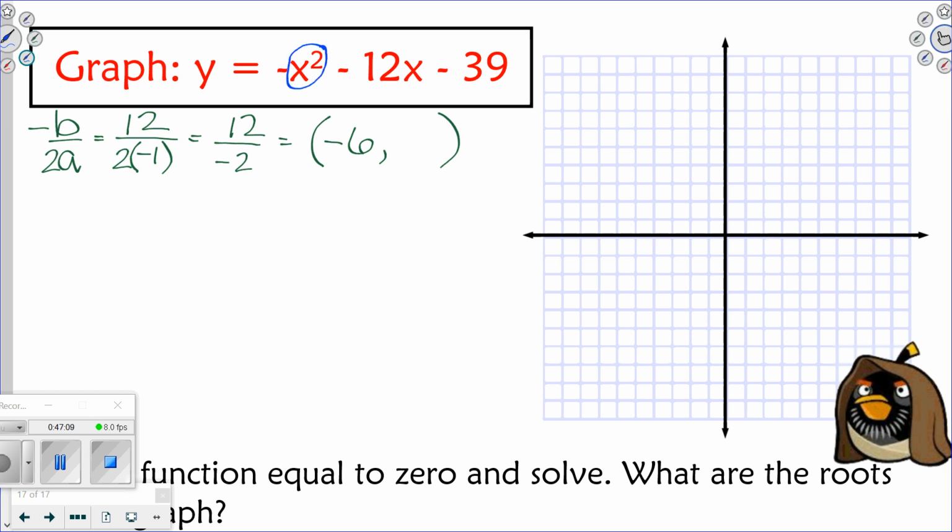Now here's one of those times where we have to be very careful when we're plugging stuff in. Right, that negative x squared, that negative is already sitting there. It is still there. And then I'm plugging in negative 6 to be squared. Most times people lose that negative right there. Minus 12 times negative 6, minus 39. You got what? I got negative 3.